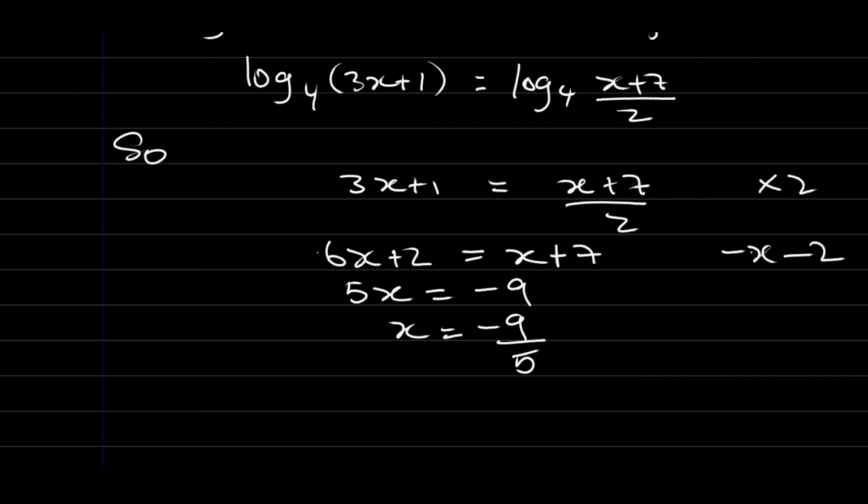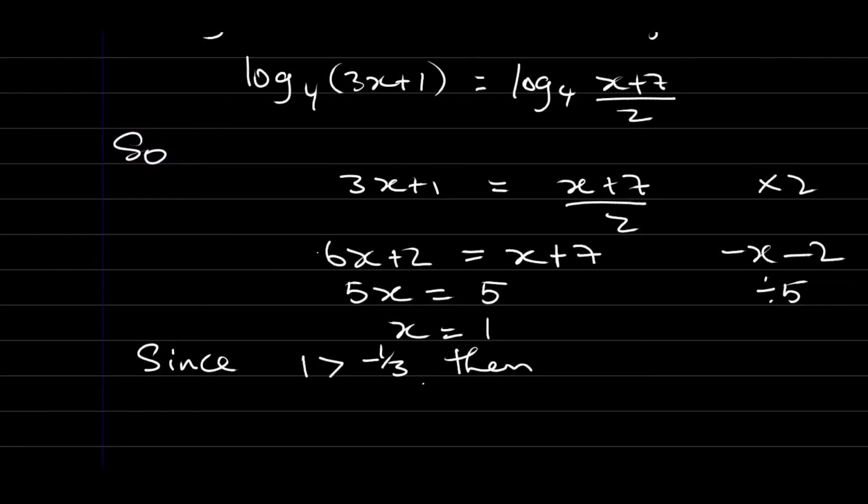So I'm minus 2 from both sides. And yeah, so this here is no longer that. This here is 5. Right? That there is 5. So that means x is equal, when I divide both sides by 5, that means x is equal to 1. Alright? And since 1 is greater than negative 1/3, then x equal to 1 is a valid solution.